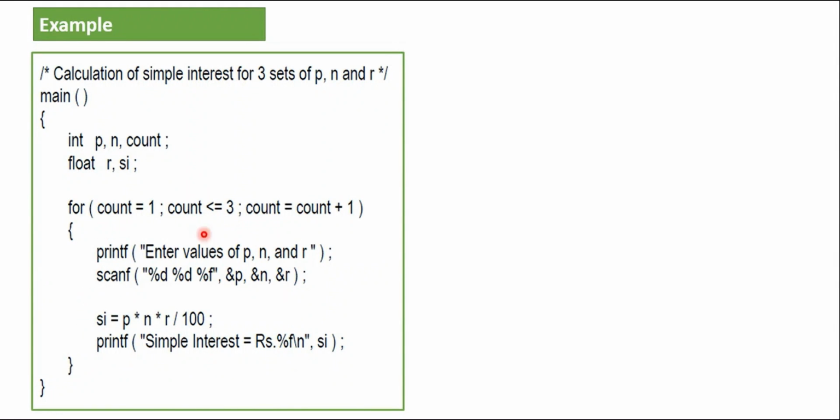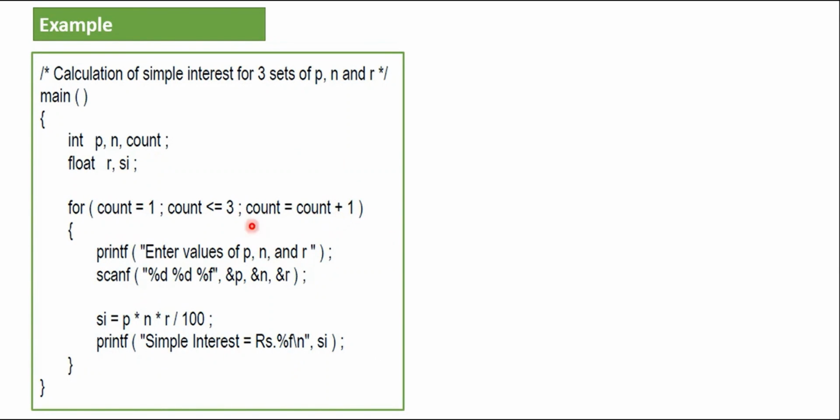In the body of the loop, we have printed the message to enter the values of P, N and R from the user side, and we have read those values and stored them in the required variables. Next, we have calculated the simple interest by the given formula and printed the final result. Once the body of the loop is executed, it comes to the update expression, that means count is equal to count plus 1.